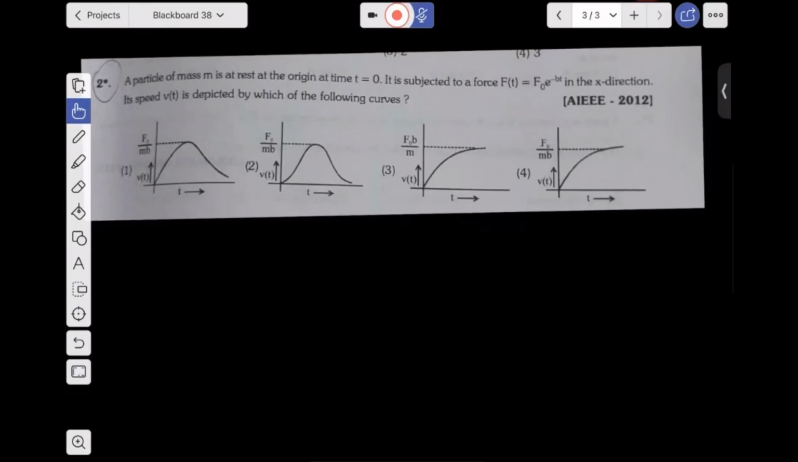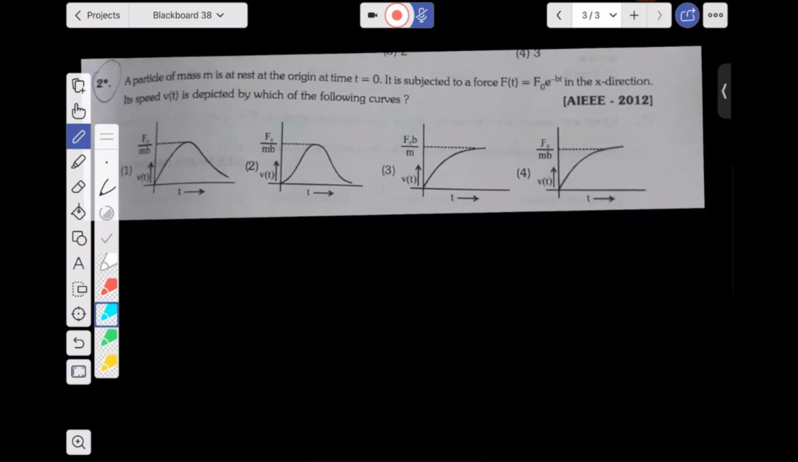Let's see. A particle is subjected to the force given to us in x direction. Which of the following is the correct graph for velocity versus time? So, the particle mass is given, and the net force on it is given, so ma I can write down as f naught into e to the power minus bt.